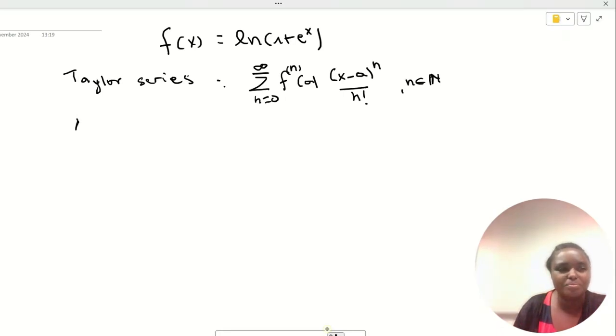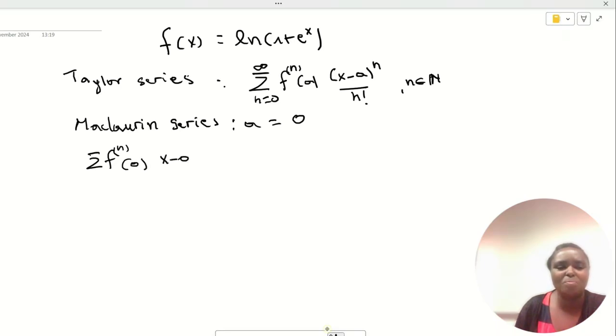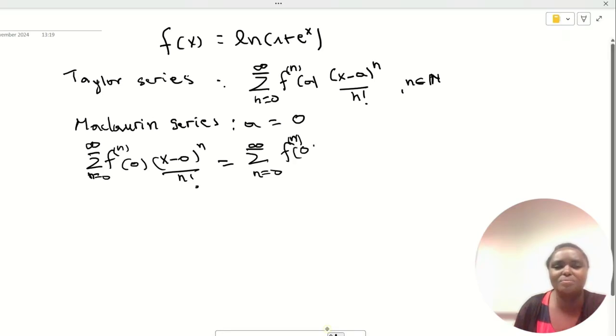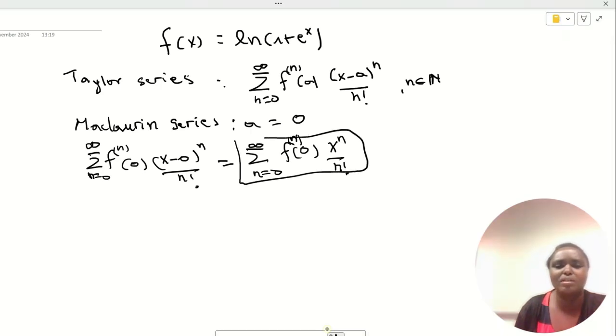For the Maclaurin expansion or Maclaurin series, it is a particular form of the Taylor expansion where a is equal to 0. So if a is equal to 0, the series becomes summation of f^(n), the derivative of order n, at 0, times x minus 0 power n over n factorial, summation n from 0 to infinity. So this will be equal to summation n from 0 to infinity of the derivative of order n at 0, times x power n over n factorial. So this is the general form of the Maclaurin expansion.